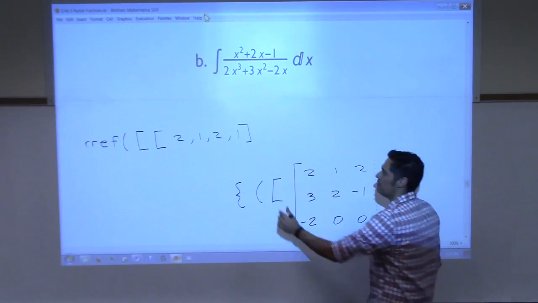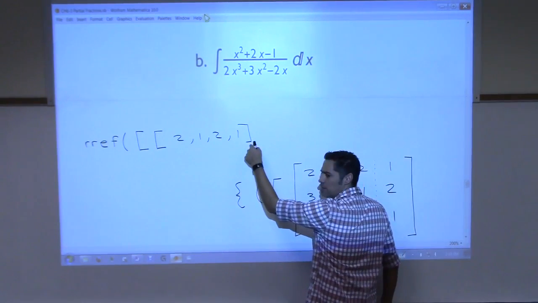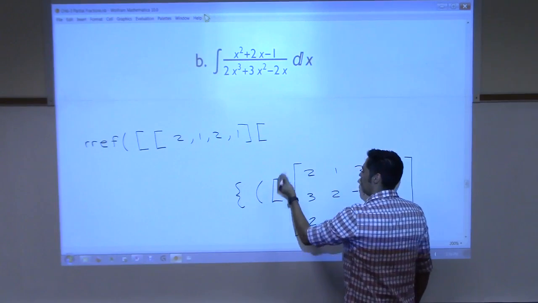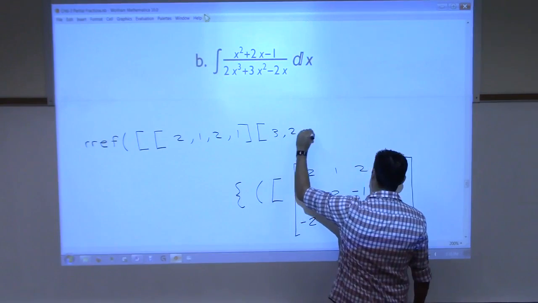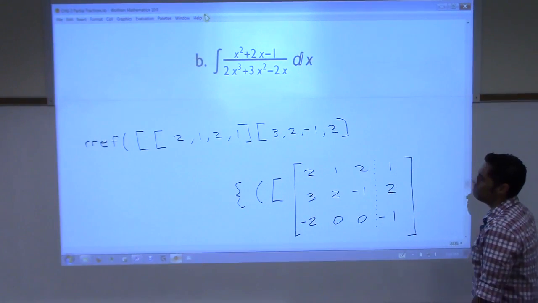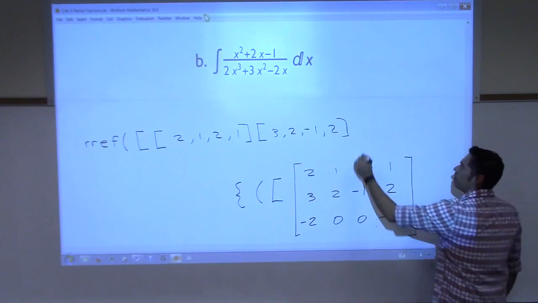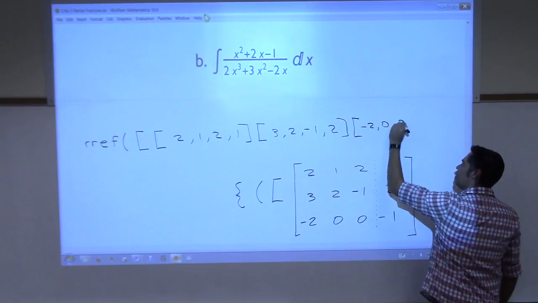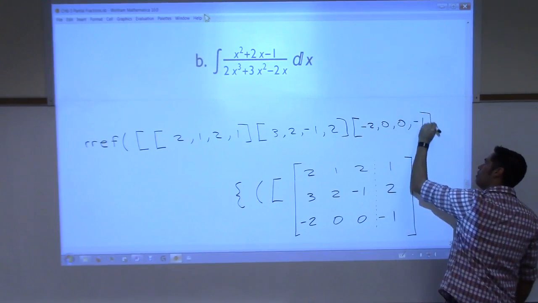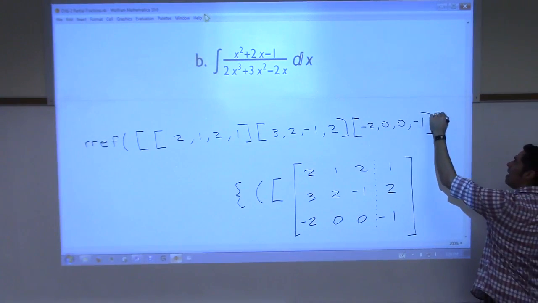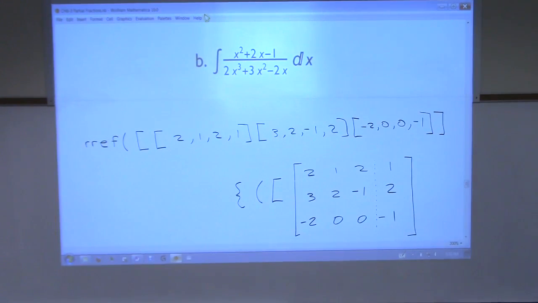Good? Now the bracket here ends the first row. Start the next row. 3, comma, 2, comma, negative 1, comma, 2. Close it, ends the second row. Third row, third equation: negative 2, comma, 0, comma, 0, comma, negative 1. Close, which means you end the third equation. Another close bracket, which ends the matrix.